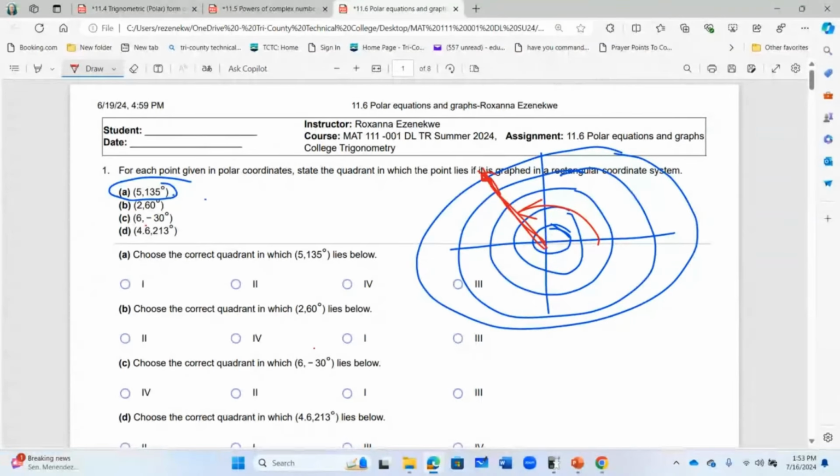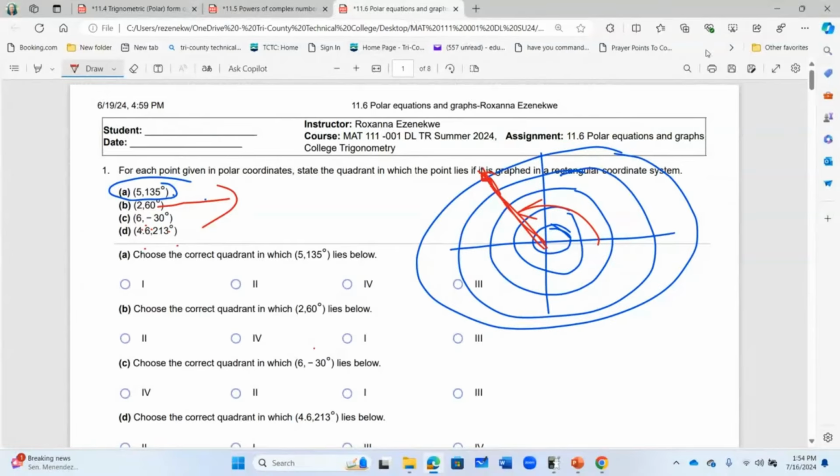B is in the first quadrant. 60 is in the first quadrant; that's a simple question. Now C is in the fourth quadrant because of that angle, and D is, is this 4.6? 213 is in the third quadrant. So that's about this question.